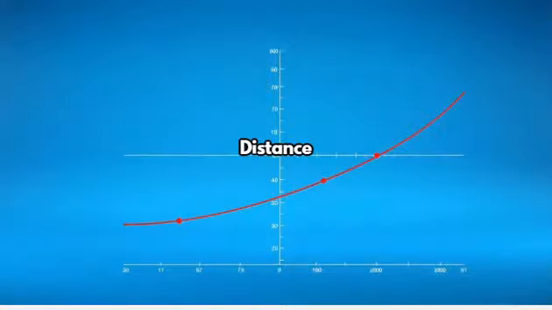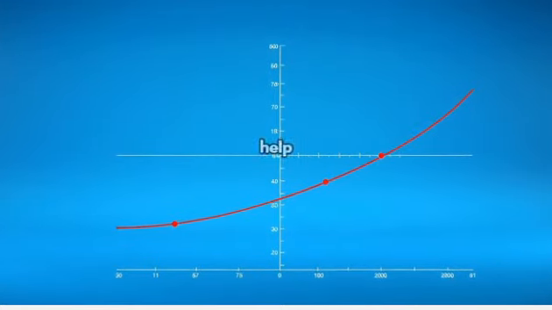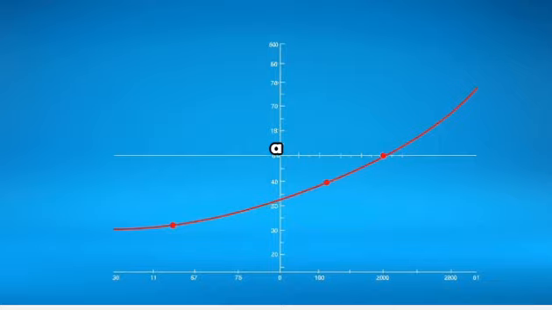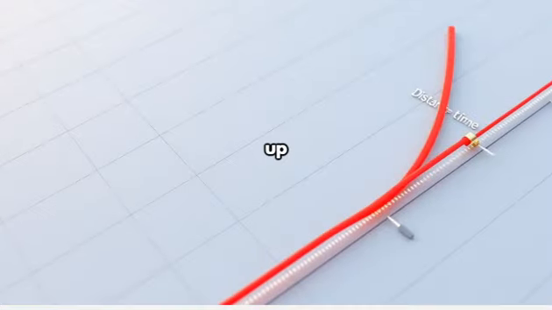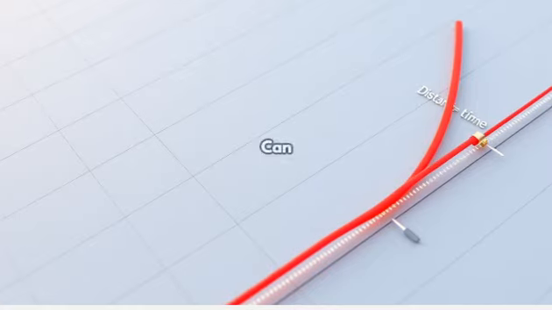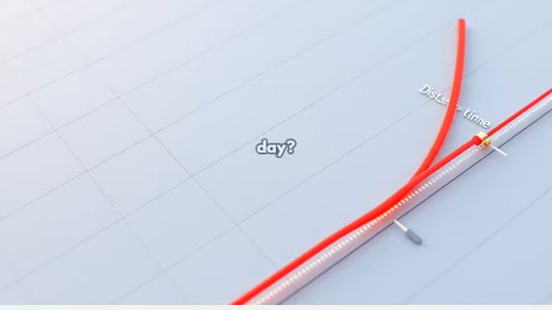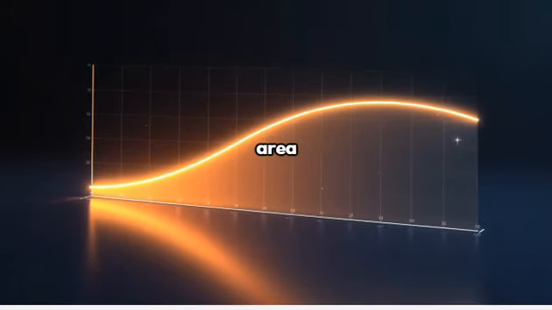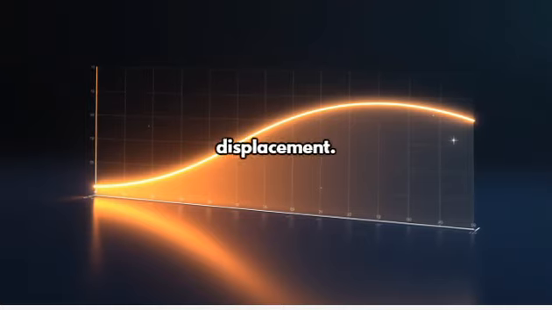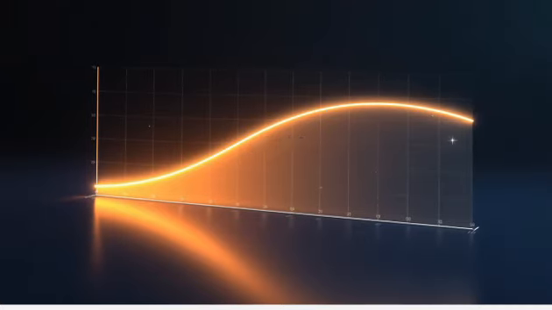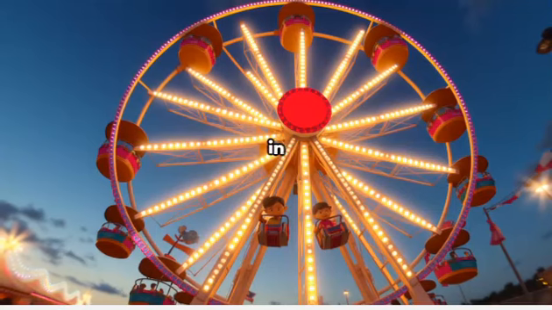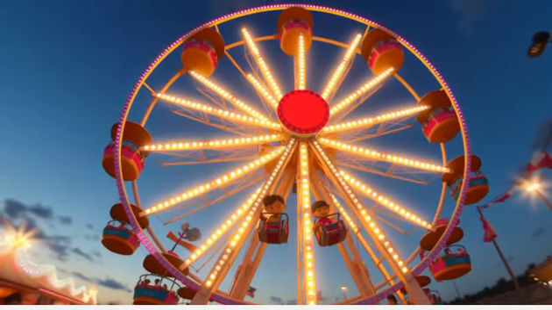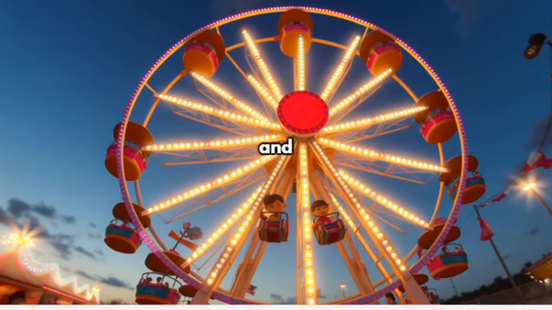Graph time: distance-time and velocity-time graphs help you visualize motion like a pro. Distance-time graphs slope up for motion and flat for rest. Can you spot rest times in your day? Velocity-time graphs show velocity changes. Area under the curve gives displacement. Science with magic. Finally, circular motion, moving in a circle like a Ferris wheel ride, exciting and smooth.